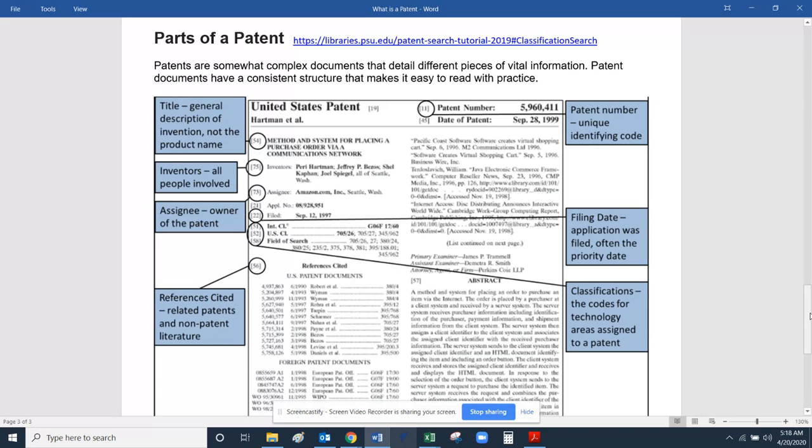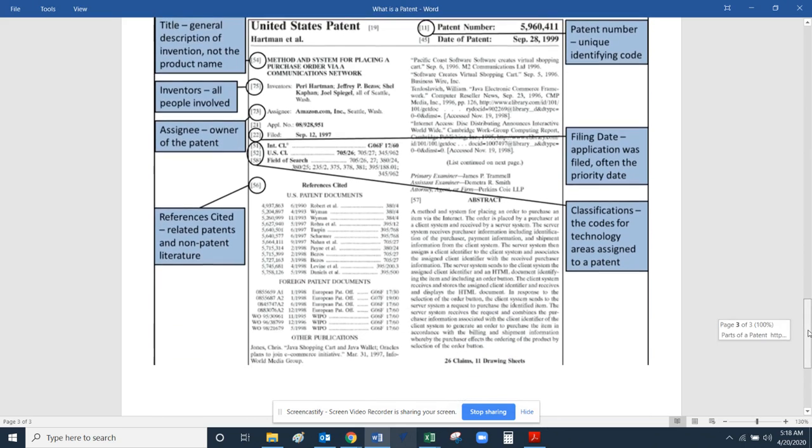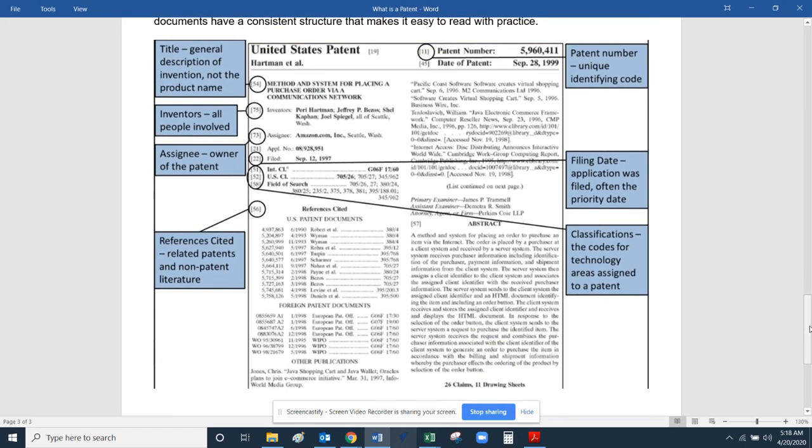So what are the parts of a patent? Well, this is a typical title page for a patent that we can find during a search on the U.S. Patent and Trademark Office website. The title is at the top. It's going to give you a general description of the invention, but not necessarily the product name or a trade name, just a basic general description. The inventors are next. It can be one inventor by themselves, or quite often a group of inventors, people that have worked on the project together, or perhaps people that work together in a company.